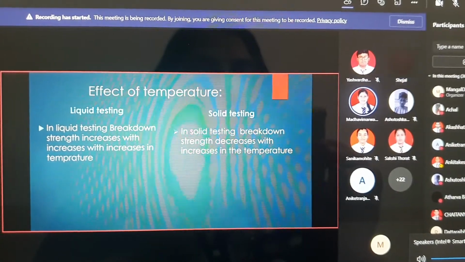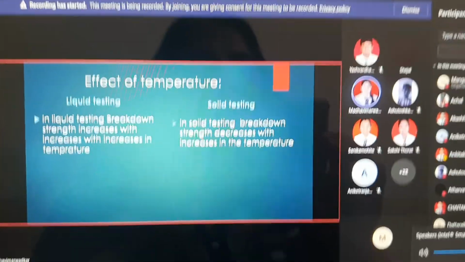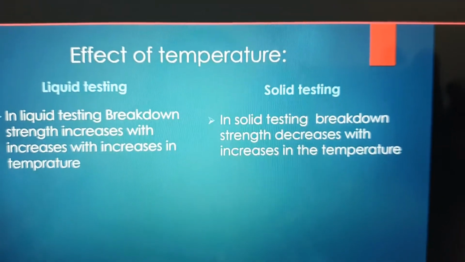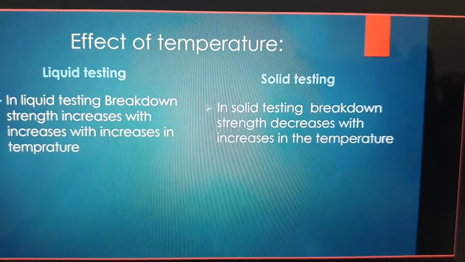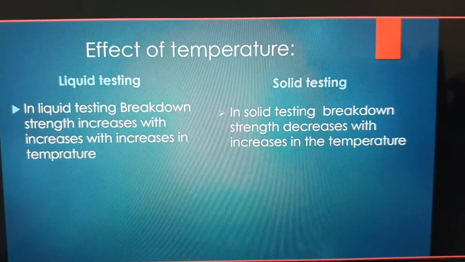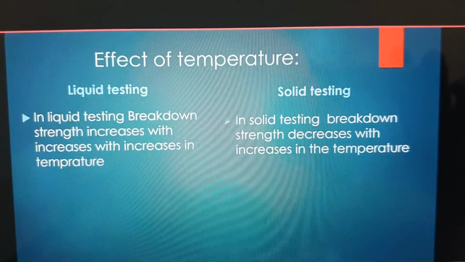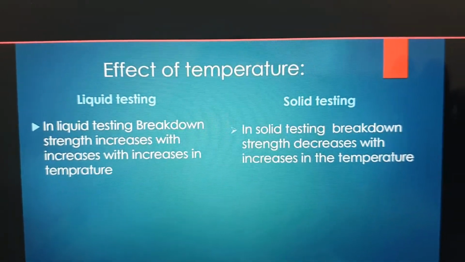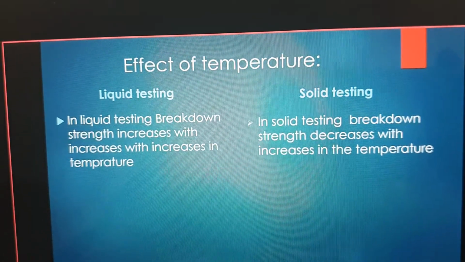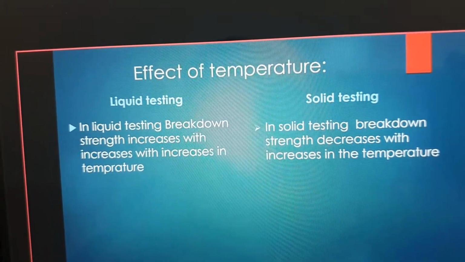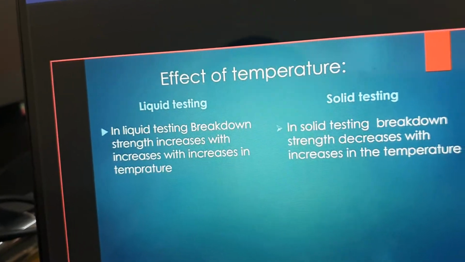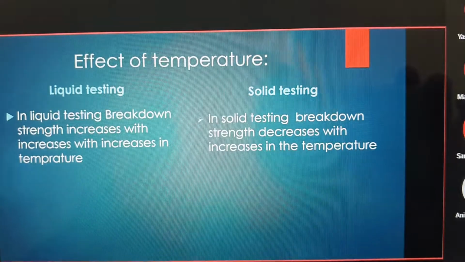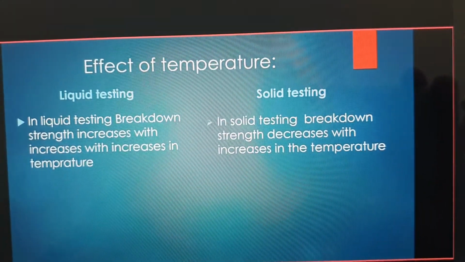So the next is the effect of temperature. In liquid testing, the breakdown strength increases with an increase in temperature. In solid testing, the breakdown strength decreases with an increase in temperature. So in liquid testing the strength increases, and in solid testing the strength decreases, with respect to temperature.